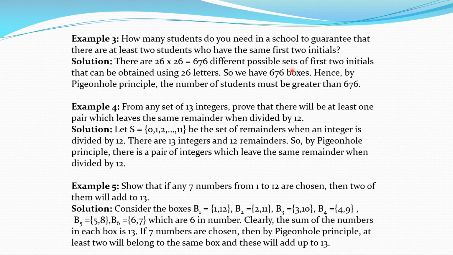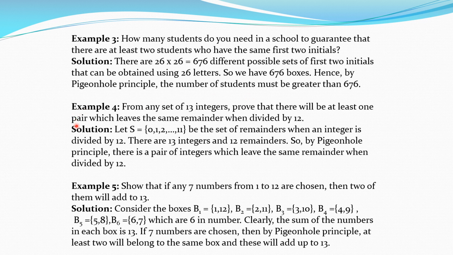So we consider the 676 as 676 boxes. Now to apply the pigeonhole principle, the number of objects must be greater than the number of boxes. Now here we are putting the students according to their first two initials, and so the number of objects must be greater than 676. It means it is at least 677. So if we consider a group of students which contains minimum 677 students, then definitely there exist at least two students who have the same first two initials.